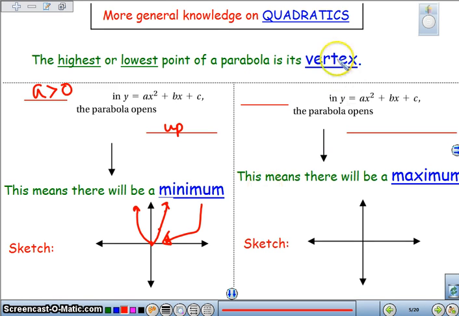When a happens to be less than 0, so a is a negative number, then our parabola is going to open down. And when it opens down, you then have a maximum. So now you might have something that looks like this. Mine obviously is not symmetric, but yours will end up being symmetric. And our maximum is this point right here.